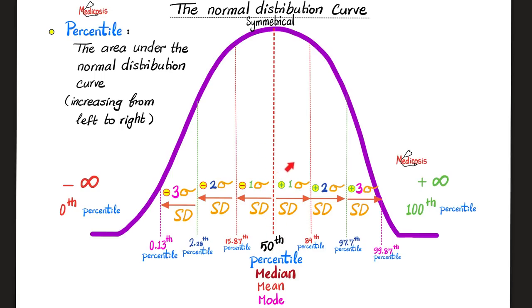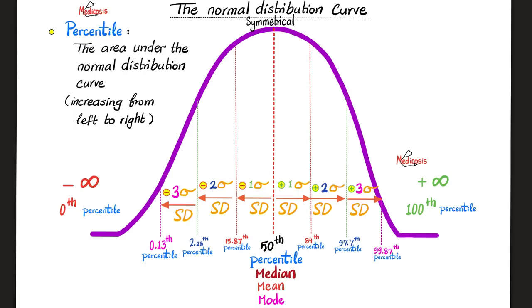Then you can go one standard deviation to the right and one standard deviation to the left. How about another one? Okay, now there are two standard deviations to the right, and this is where you find two standard deviations to the left. Or three standard deviations to the right and three standard deviations to the left.